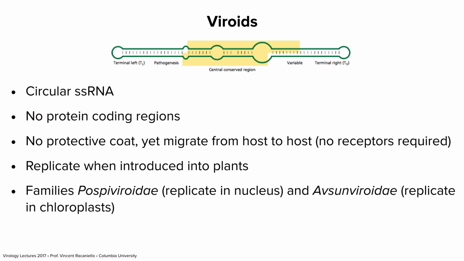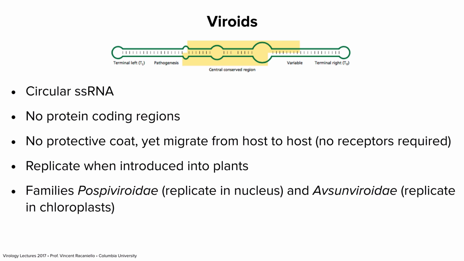When this is introduced into plants, which typically occurs by contaminated farm machinery or aphids or other organisms piercing the plant cell and introducing this into it, these replicate. They replicate in plants, and they may cause diseases in plants. So these are agricultural pests, and people work very hard to try and get rid of them.